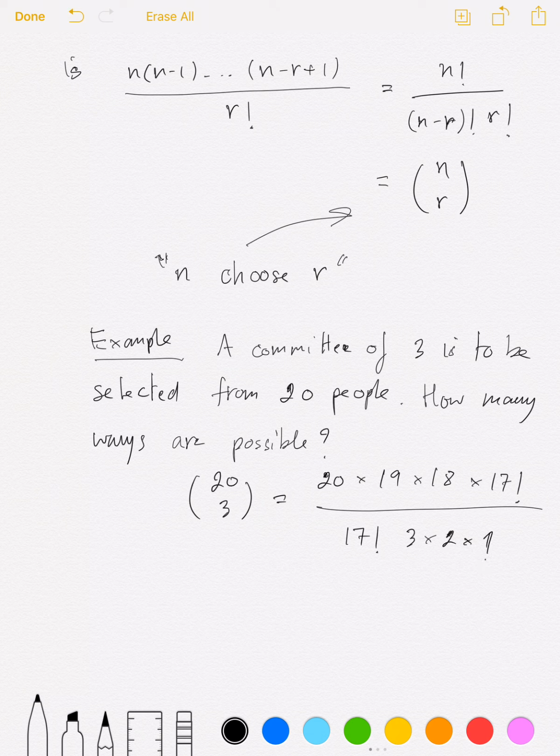Why do I write it like this? Because 17 factorial can be cancelled, and then you cancel 3 against 3 and 2, so you get 3 here. So it's just 20 times 3 times 19. It turns out to be 1140 ways to do this. All right, one more example maybe.